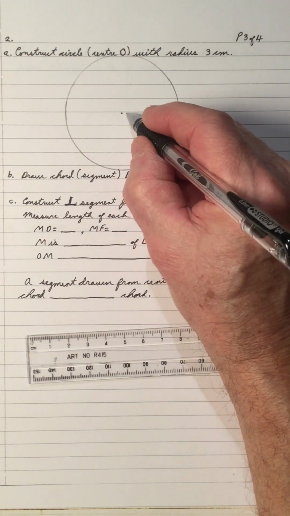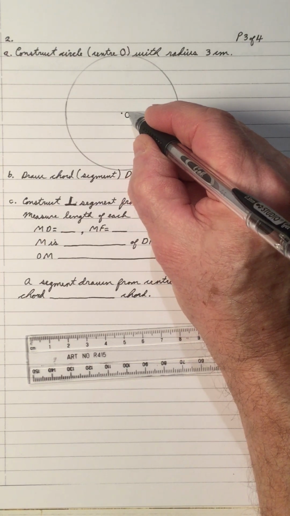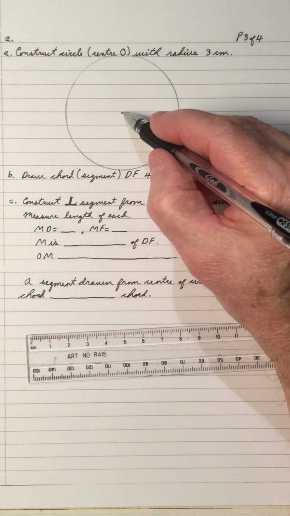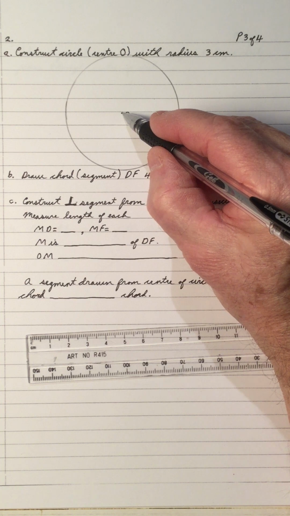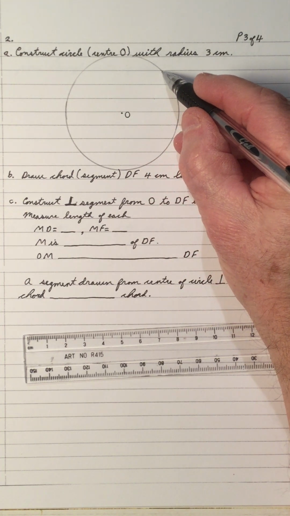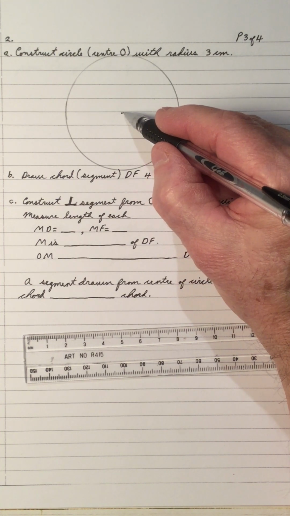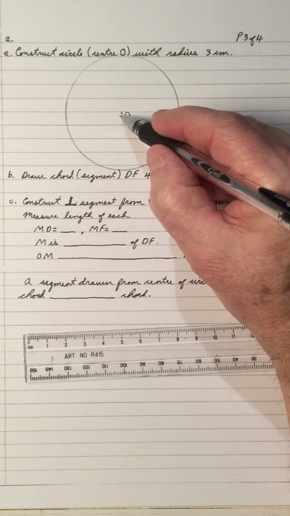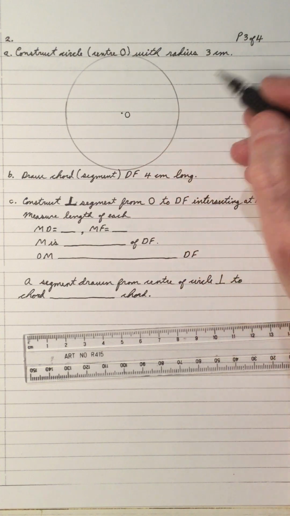And that center is O. We mark it O. O is the center of the circle. And it has a radius of 3. So that means any point on the circumference, from the center to the circumference, is 3. So it's 3 here, 3 there, 3 in length.